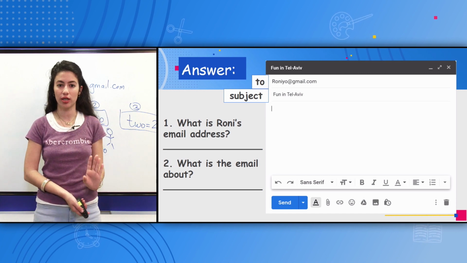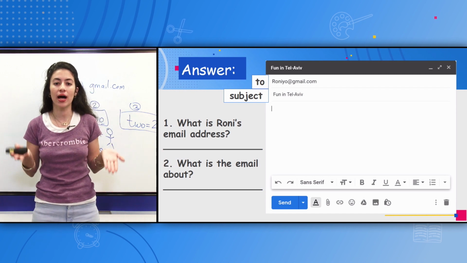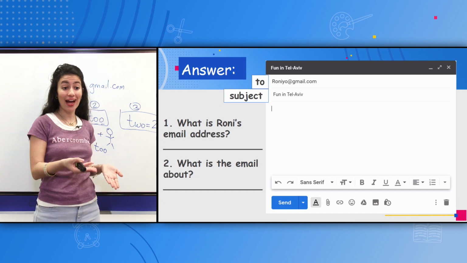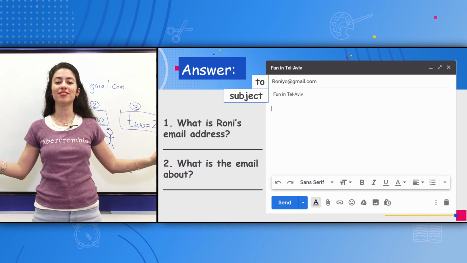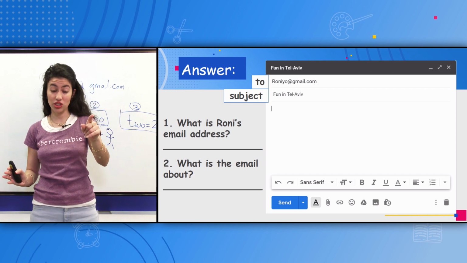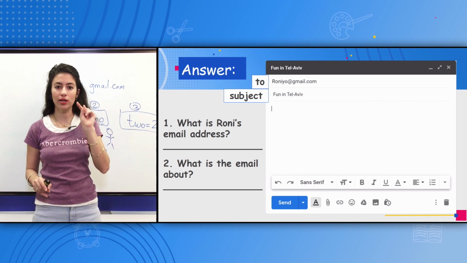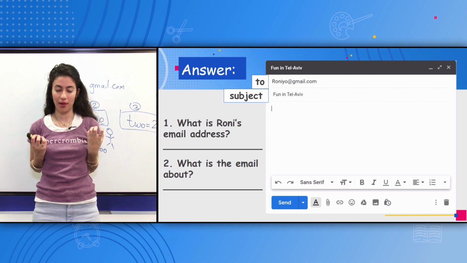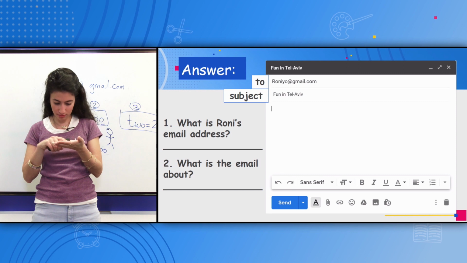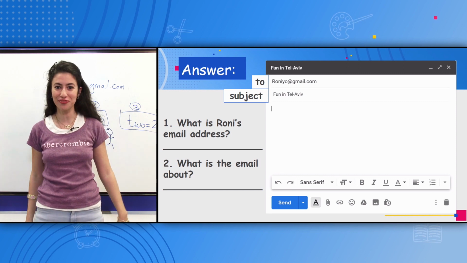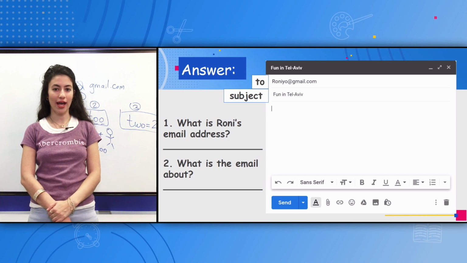And then you have the subject. Remember what I told you about the subject? It's the what. What am I going to write about? So Dan is writing to Ronnie about how fun it is in Tel Aviv. Okay? So as you can see, he wrote fun in Tel Aviv as the subject. So when Ronnie gets the email, she knows that she's going to read about how fun it is in Tel Aviv.